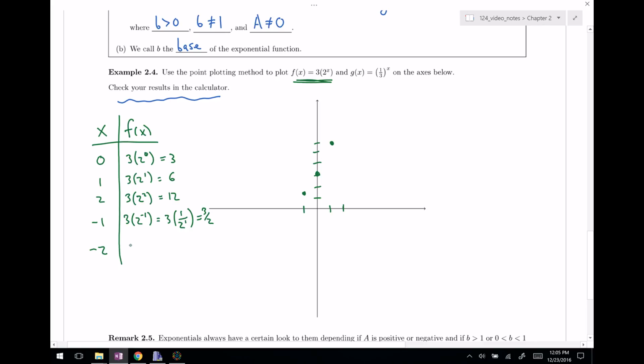Let's do one more point here. If I did negative 2, 3 times 2 to the negative 2 power. Again, I'm going to use that same rule here: 1 over 2 to the positive exponent. So this is going to be 3/4.